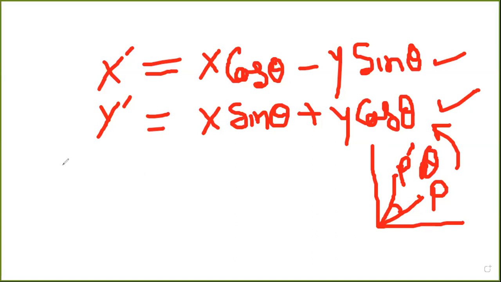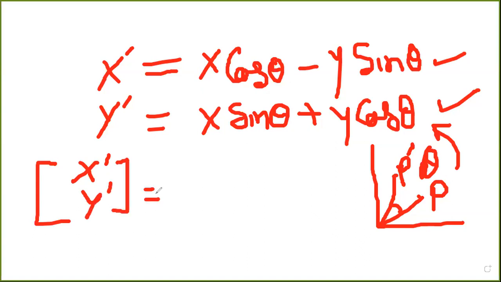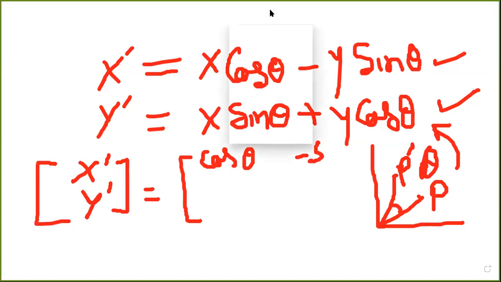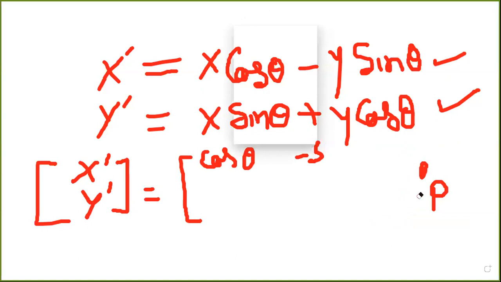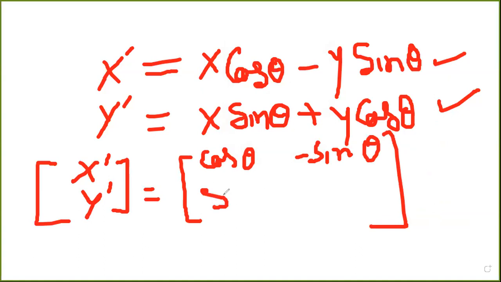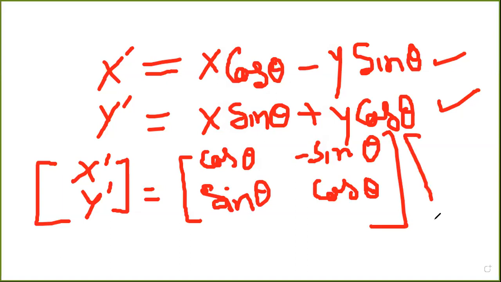most of you are facing, that it is written like that: x dash, y dash equal to cos theta, minus sin theta, sin theta and cos theta, rotation, and x of y. Okay. I am using this so that I can make space.